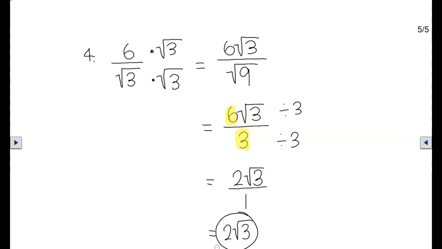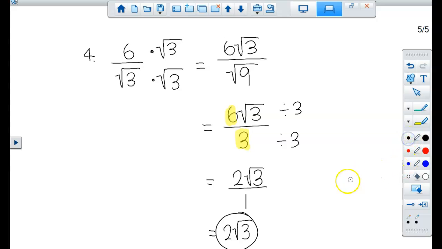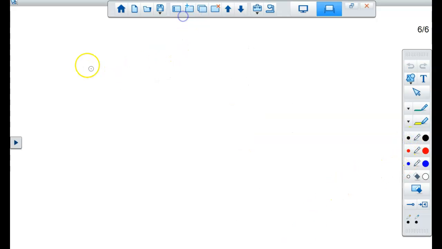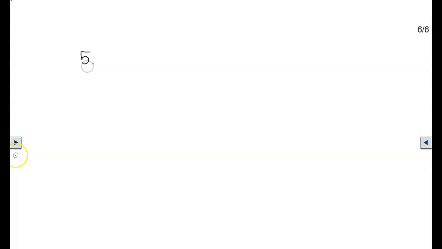So always check first to see if you can divide. If you can, you should do it. If division is not possible, then we go straight into that rationalizing process. And then simplify as much as we can. All right, now, this next problem, compared with the others, is going to look a little weird.